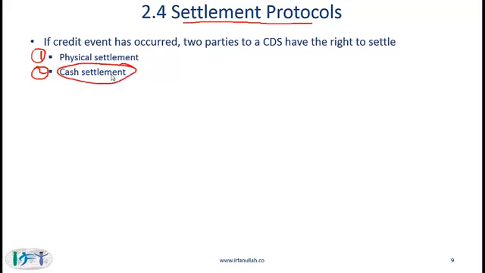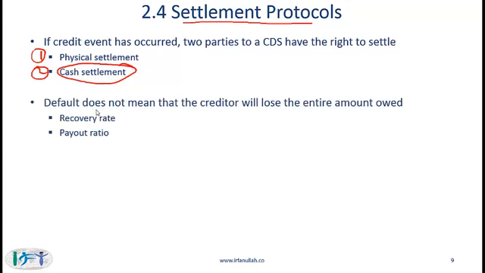Cash settlement is much more common than physical settlement. Now keep in mind that if there is a credit event, let's say there is a default which is a failure to pay, this does not mean that the creditor will lose the entire amount owed. We need to understand the concept of a recovery rate and a payout ratio. Let's say that we have a recovery rate of 40%. This means that for every 100 that is owed, 40 is going to be recovered.